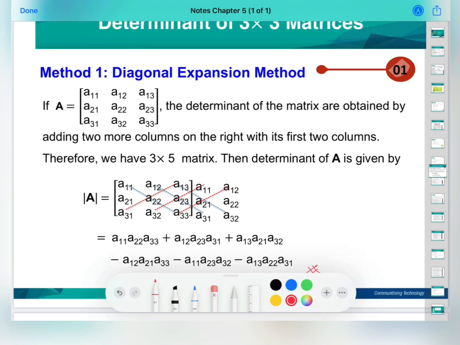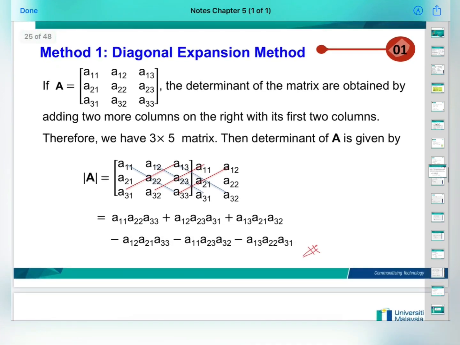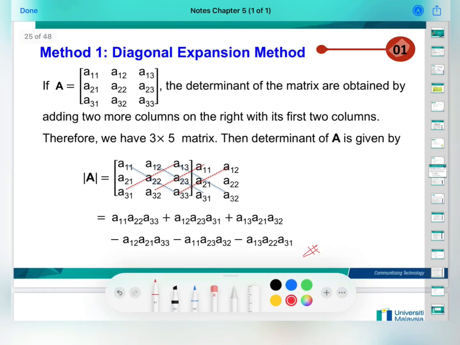Okay, how do you come up with this formula? As you can see here, it added 2 more columns. This is column number 4, this is column number 5. Where do you get column number 4 and number 5? They are actually the same as column number 1 and number 2. You add another 2 columns, using the same elements as in your column 1 and column 2. Leave column 3. And then you do the addition and subtraction.